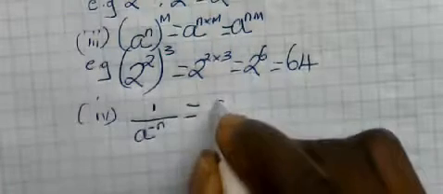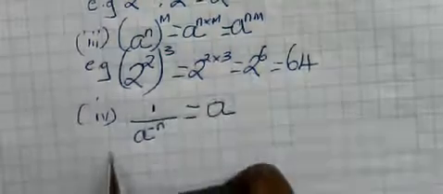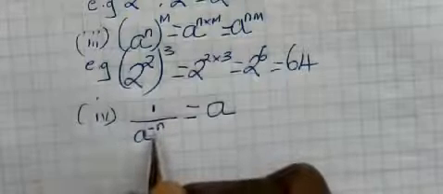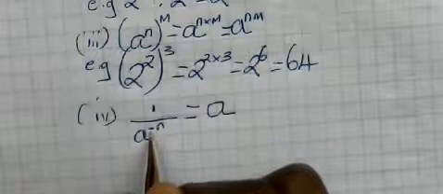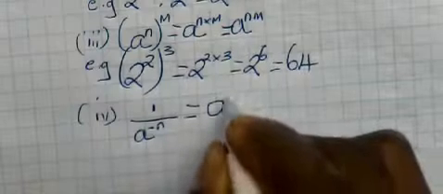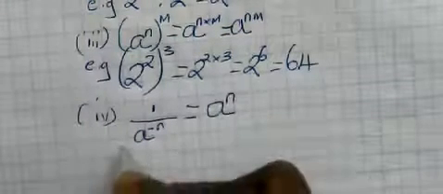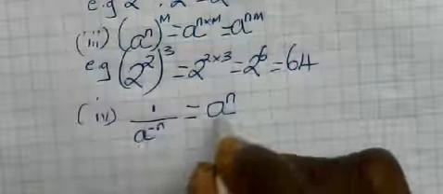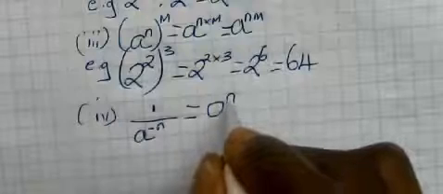So it becomes a. Then the power will be positive. This one you change the sign. The sign of the power was negative, so it becomes positive n. If it was positive n, here we could have written negative n. And I have an example.